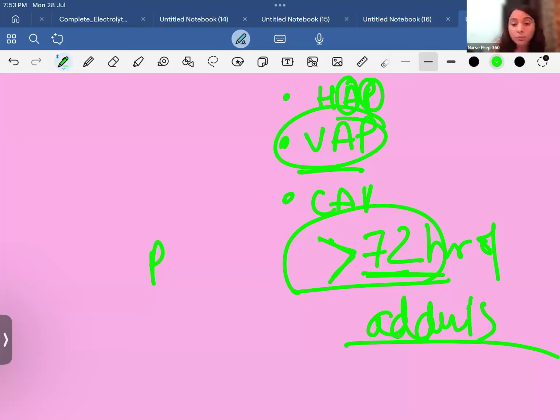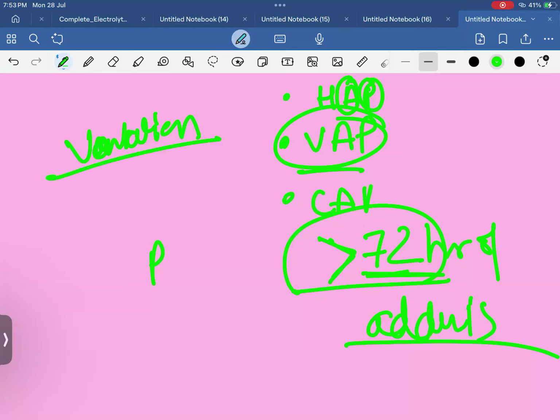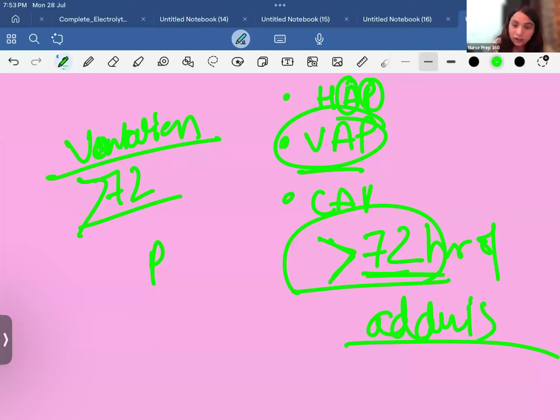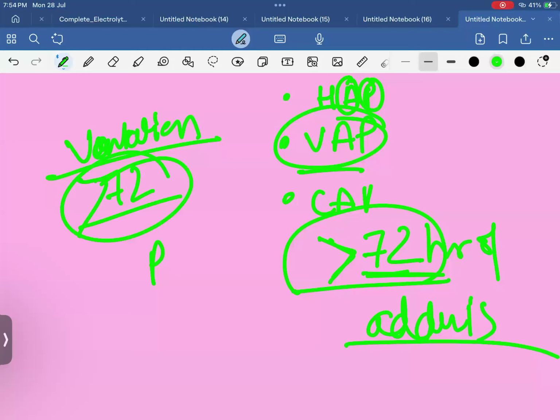Ventilated associated pneumonia means when you kept the patient on ventilator, and 72 hours later, after keeping the patient on ventilator, the patient got pneumonia. So the timeline is 72 hours.